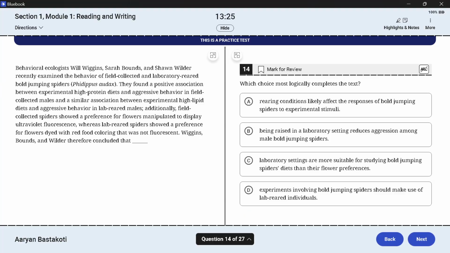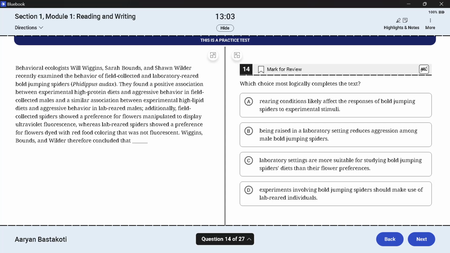Behavioral ecologists Will Wingings, Sarah Bounds, and Sean Wilder recently examined the behavior of field collected and laboratory reared bold jumping spiders. They found a positive association between experimental high protein diets and aggressive behavior in field collected males, and a similar association between experimental high lipid diets and aggressive behavior in lab reared females.